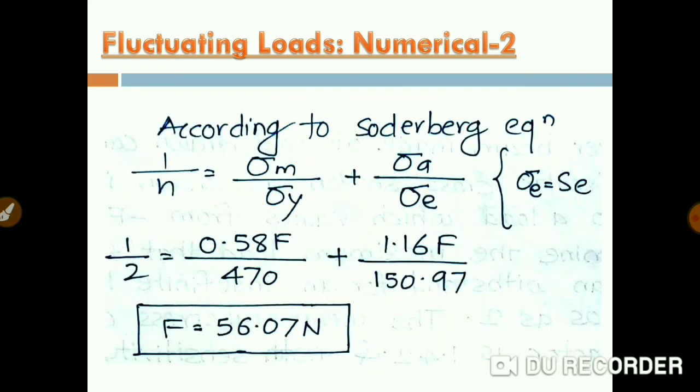Then the Soderberg equation is used to find out the unknown. Here the unknown, the factor of safety, is given. So the unknown is F. F is calculated. F comes out to be 56.07 Newton.